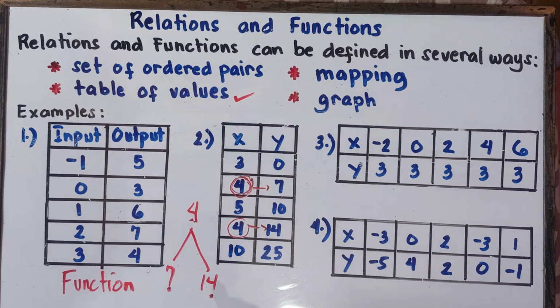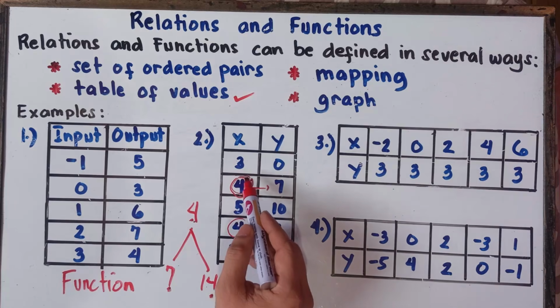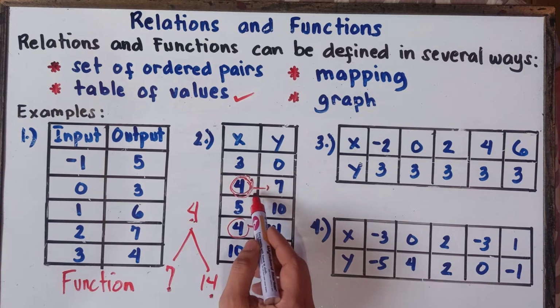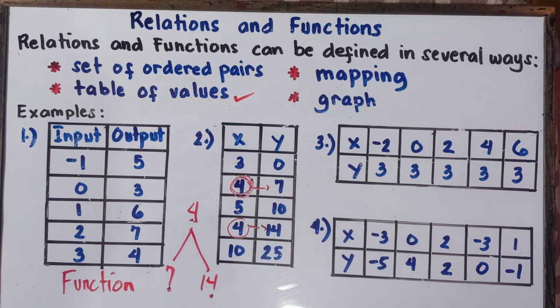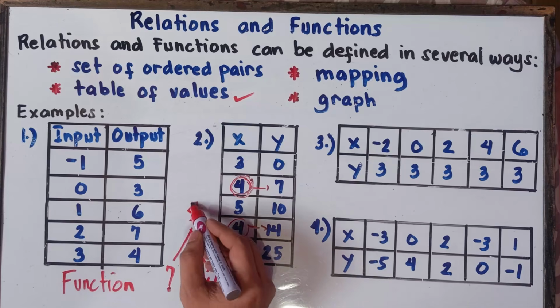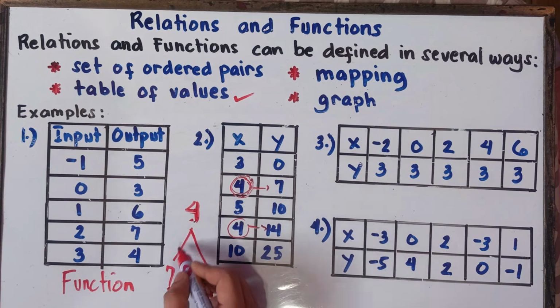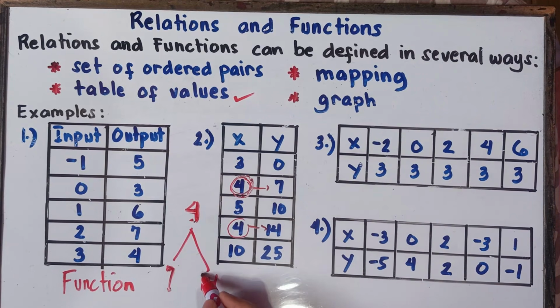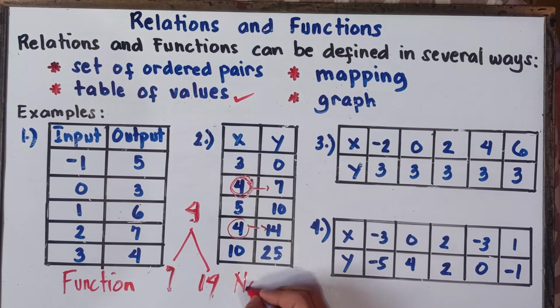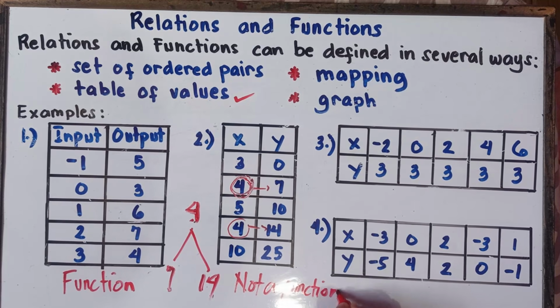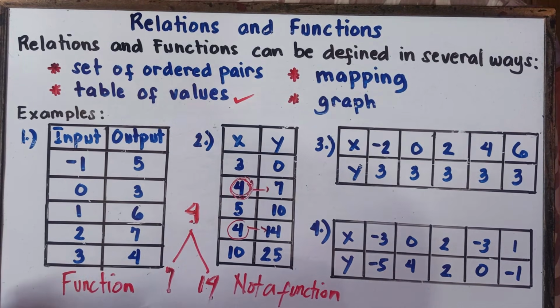So basic example, class, if you have a given table like this and the x value is repeating, corresponding to different outputs, therefore, it will not be a function. Simple as that, class. This input 4, x value 4, corresponds to different outputs. There would be 7 and then 14. Therefore, class, this number 2 is not a function. That's it, class. Easy as that. Okay, number 2 is not a function.